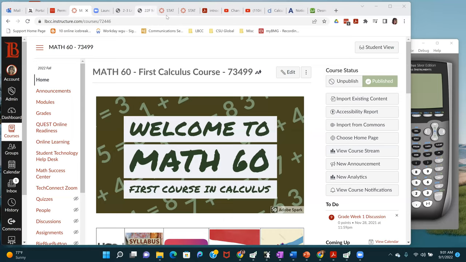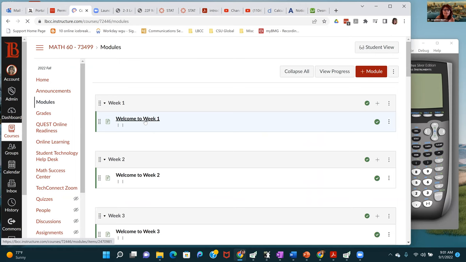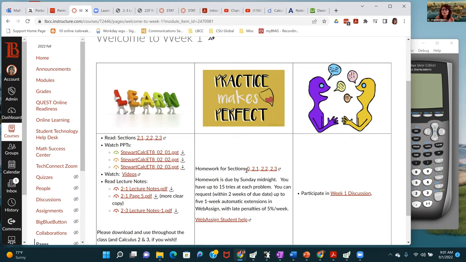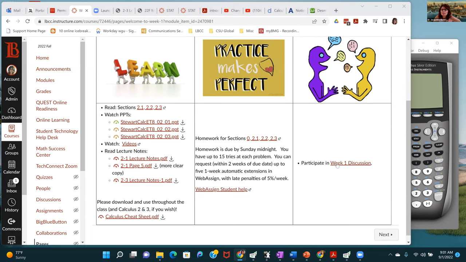All right, so I just want to put the syllabus back up here and remind us all that we have these homeworks due by Sunday. Also, there's homework zero. I never seem to get that one on the syllabus. And if you guys could participate in the week one discussion as well. And that's the only real discussion we have in Canvas this semester. Okay.